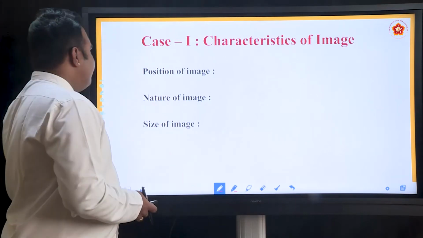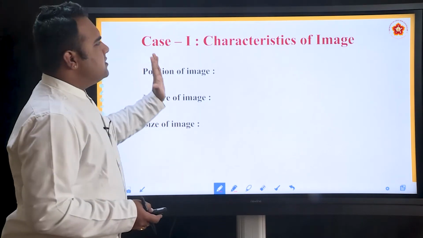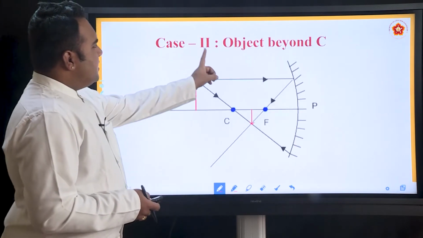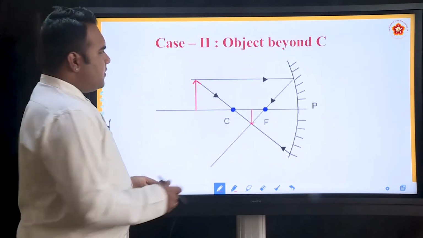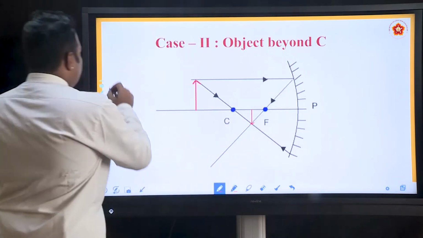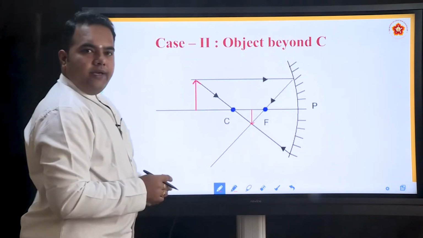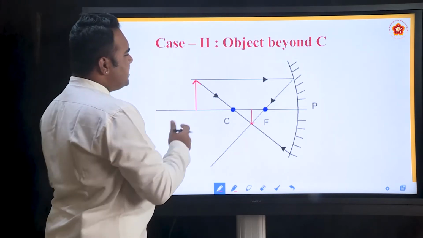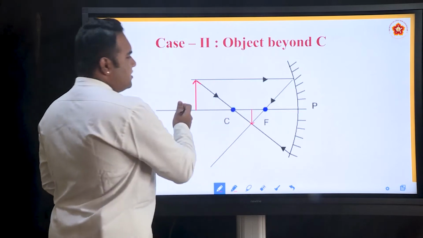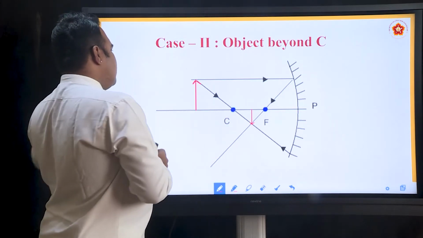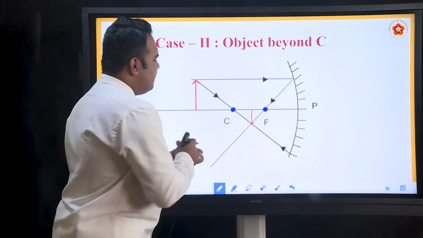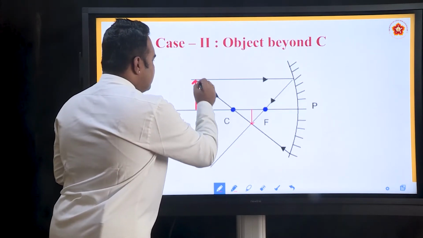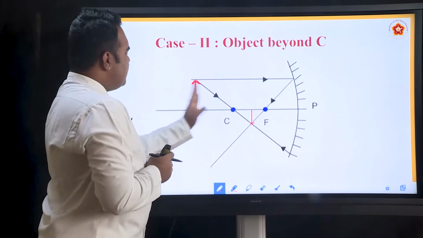Now, what do we do? From infinity we start bringing the object closer and closer towards the mirror. Let us see the second case. Object is placed beyond C. So, this is the concave mirror. Initially we placed the object at infinity. Now, we start bringing the object closer to the mirror. So, what is the next point? Anywhere beyond C means it is not very far away and it is not exactly inside either, it is somewhere near. Object is placed beyond C.